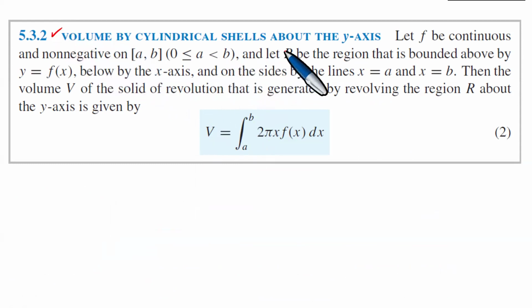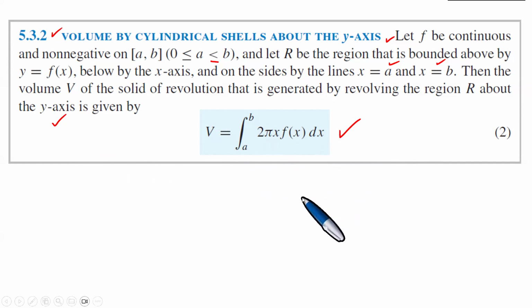Volume by cylindrical shells about the y-axis. Let f be continuous and non-negative on [a, b], and let R be the region bounded above by f of x and below by the x-axis, and on the sides by x equals a and x equals b. We just saw the diagram. Then the volume V of the solid of revolution generated by revolving the region about the y-axis is V equals the integral from a to b of 2 pi x f of x dx.